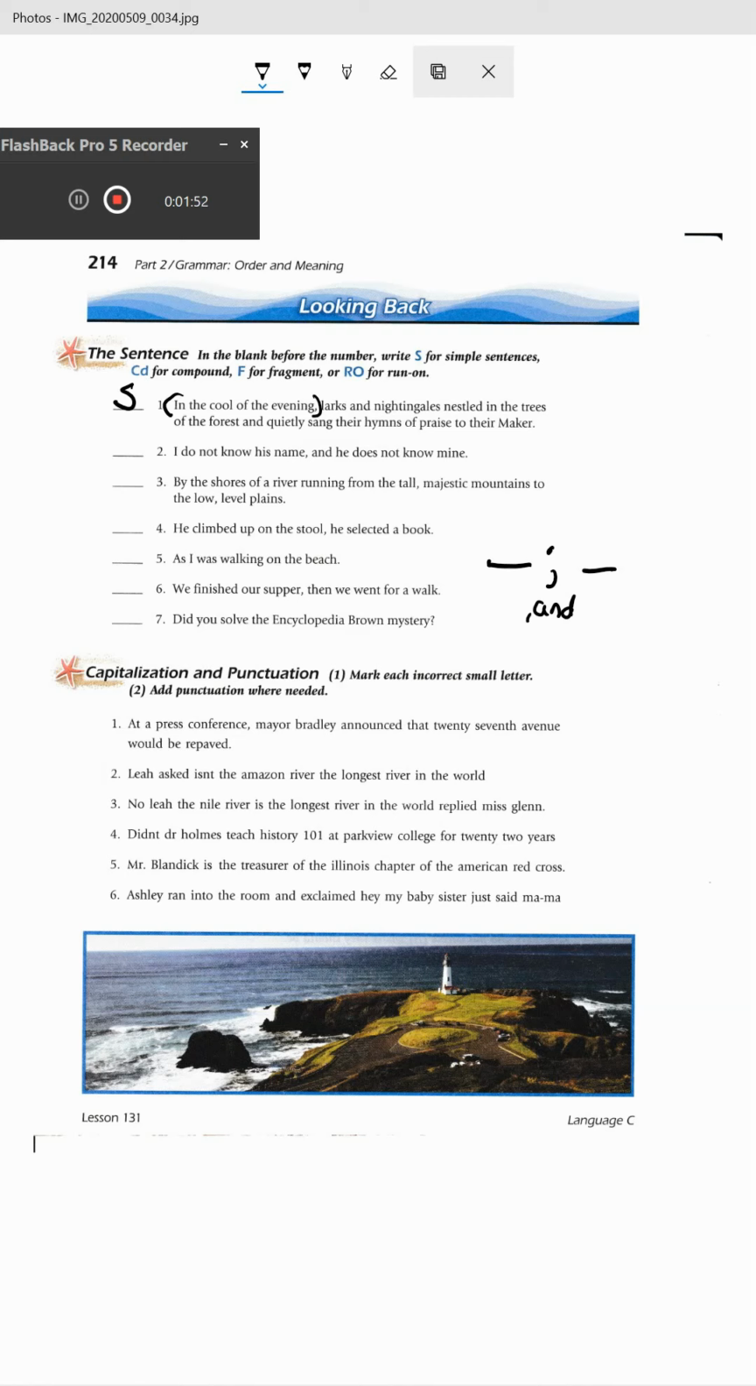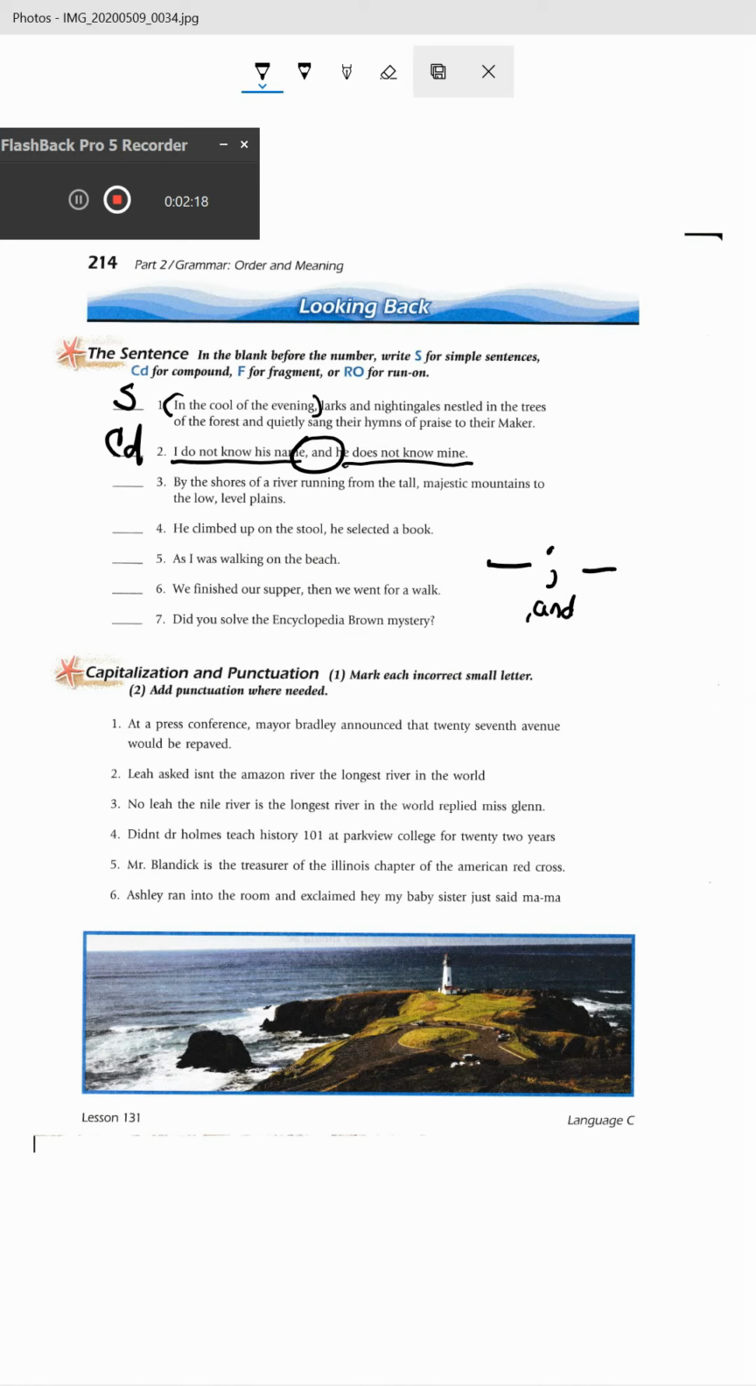I do not know his name, and he does not know mine. Now look at this. Here's a complete thought. Here's a complete thought, or a complete sentence. We do have the comma and the and in between them. So this would be a great compound sentence. All right? I might do all of these with you because these tend to be a little tricky. It's been a long time, and I want to make sure you get it right.